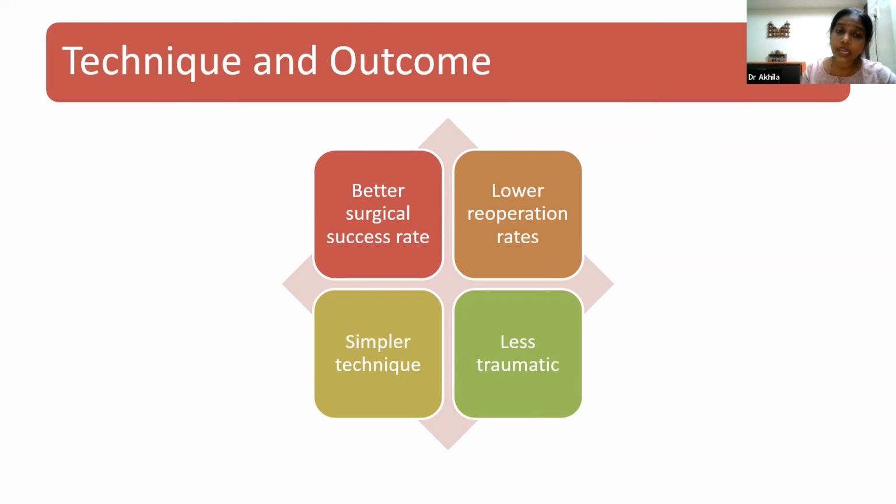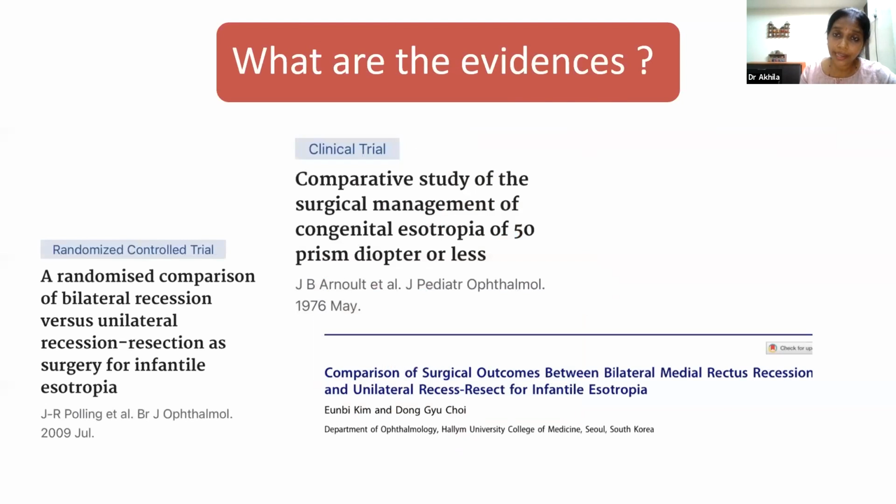And if you look at the outcome measures with regard to bimedial recession versus recess and resect, you have a few studies which still favor a bimedial recession, saying that it gives you a better surgical success rate and relatively lesser reoperation rates. So now, what are the evidences that we have to support our claim?